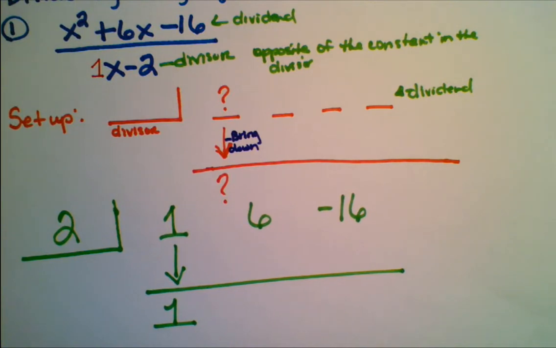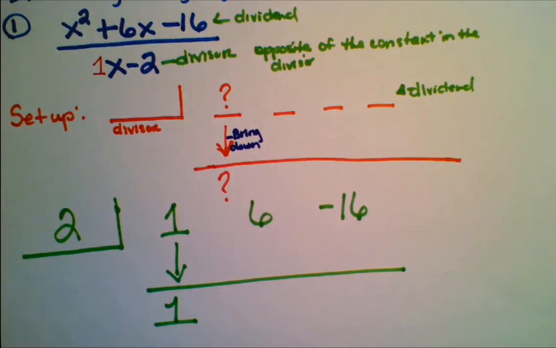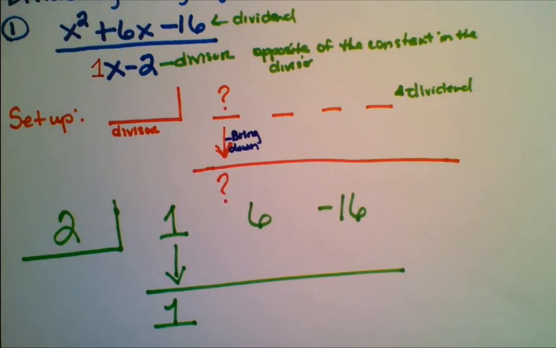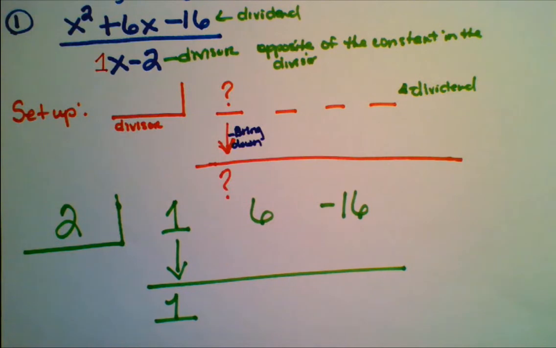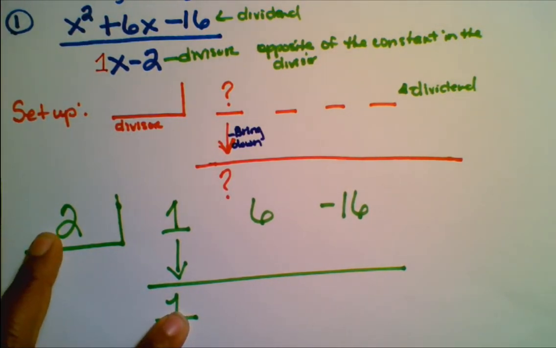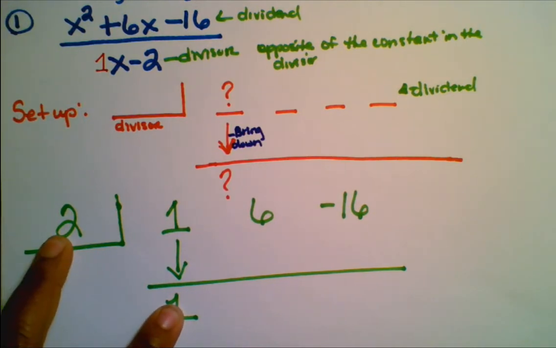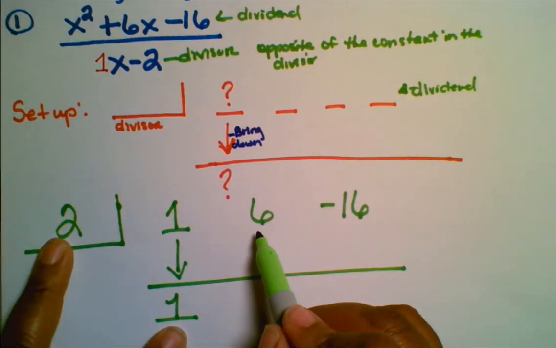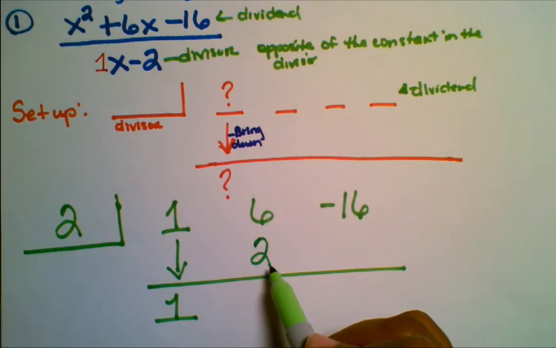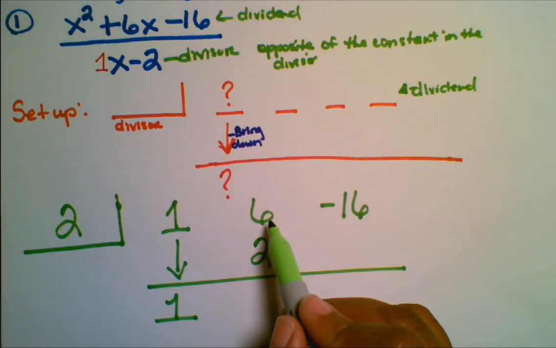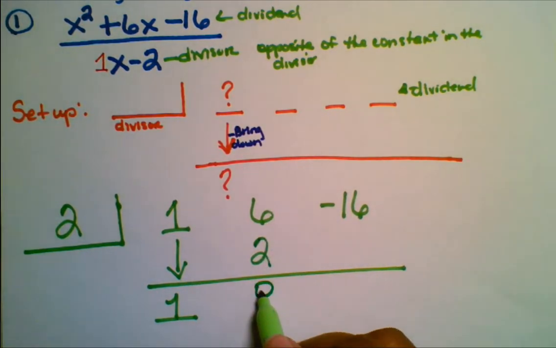So follow my lead here as the process, because we're going to do a lot of these and we're going to do more in class. I want to make sure you understand how to divide polynomials using synthetic division. So here we go. You're going to take this 1 that we brought down and multiply it by this divisor. So 1 times 2 gives us 2. We're going to bring it over to the second column and write it under the 6. And then add the 2 to the 6, which gives us 8.